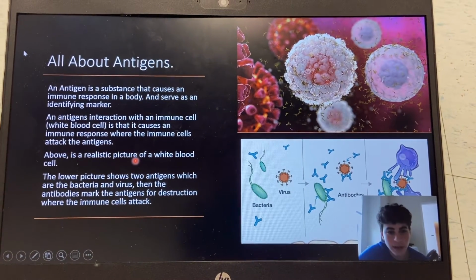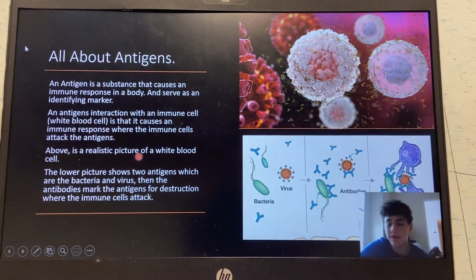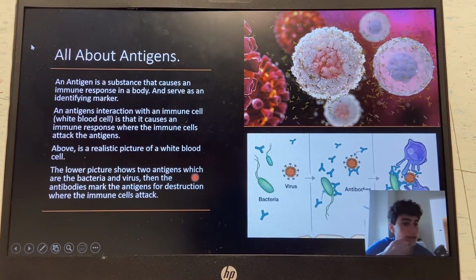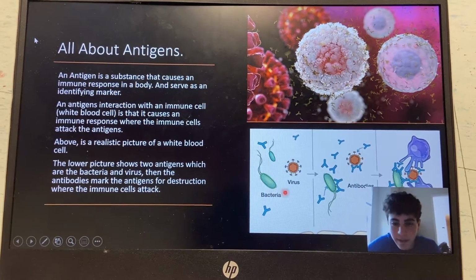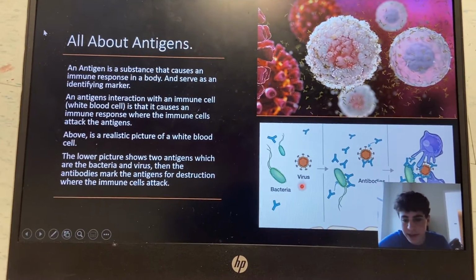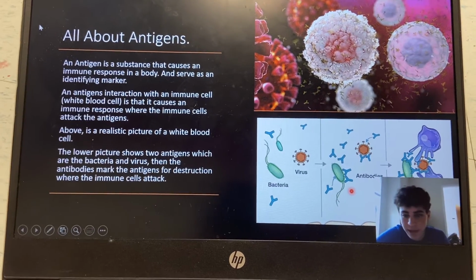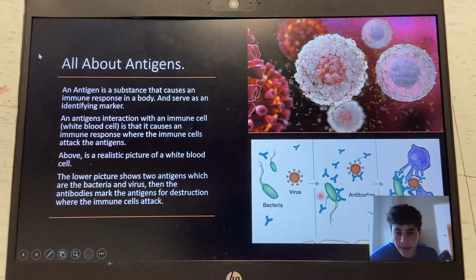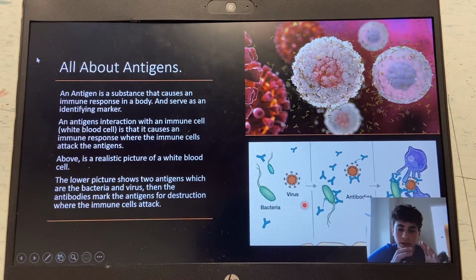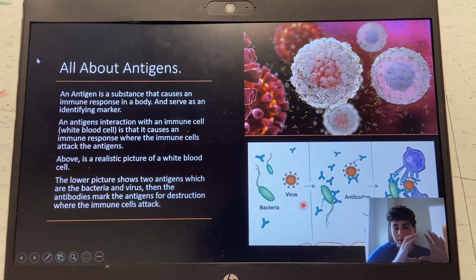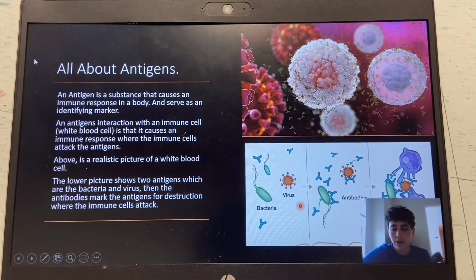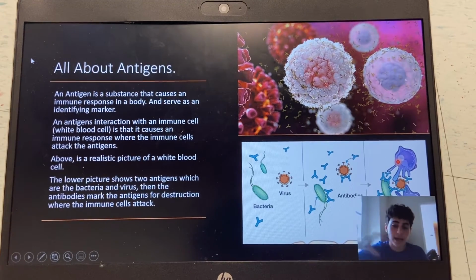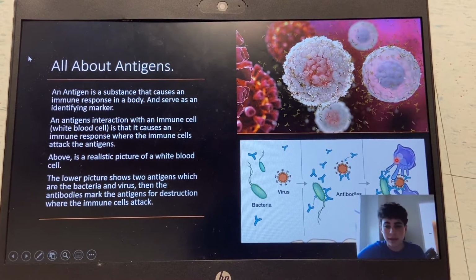It causes an immune response for the immune cells to attack the antigens if it's not an antigen that's normally in the body. As you can see in this diagram, these are 2 antigens, a bacteria and a virus, and they're marked with antibodies, which are these Y-shaped things. Then those markers that are on the antigens, the immune cells see them, and they come and attack the antigens.